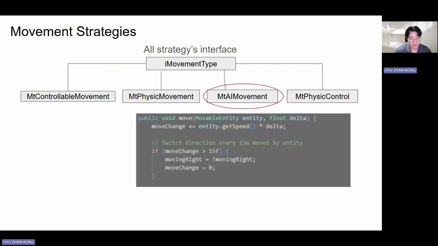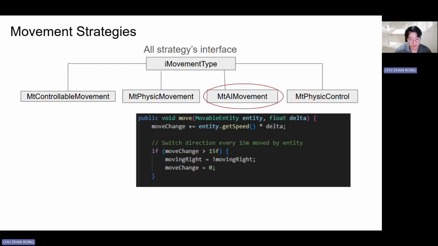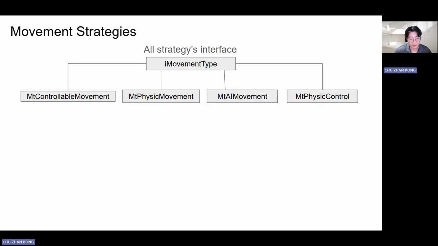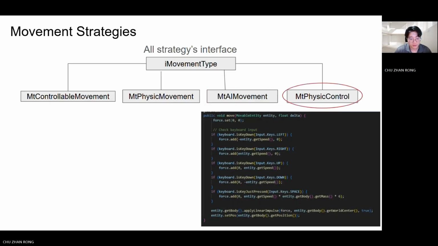Empty AI movement requires no input at all. It tracks how far the entity has moved and flips its direction every 15 units, creating a simple left to right patrol. Finally, we have empty physics control. It reads the arrow keys and spacebar, but instead of setting position directly, it applies impulse forces to the Box2D physics body and lets the engine resolve the motion.